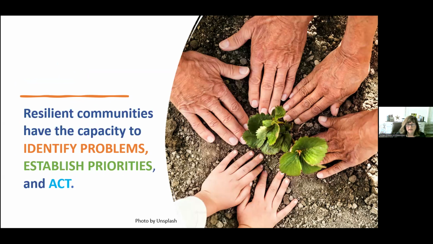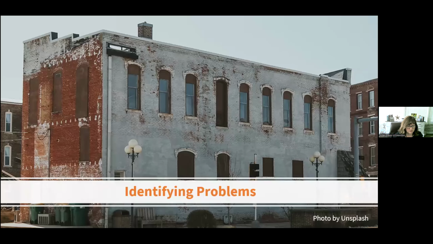So we're going to be talking about this resilient communities topic today. And resilient communities really have the capacity to identify problems, establish priorities, and act. So we're going to focus on those 3 topics today. So first of all, we're going to talk about identifying problems.